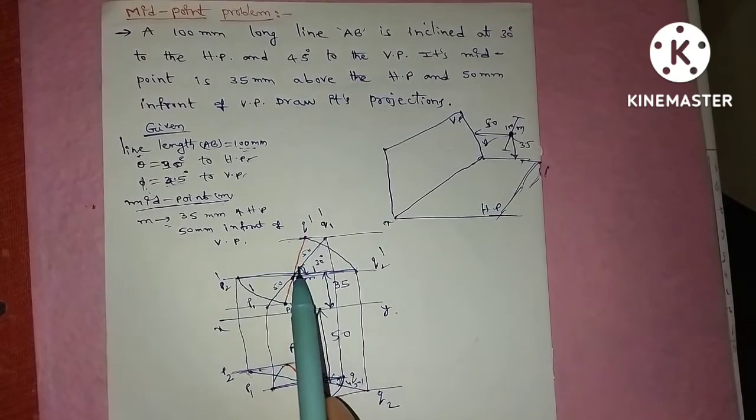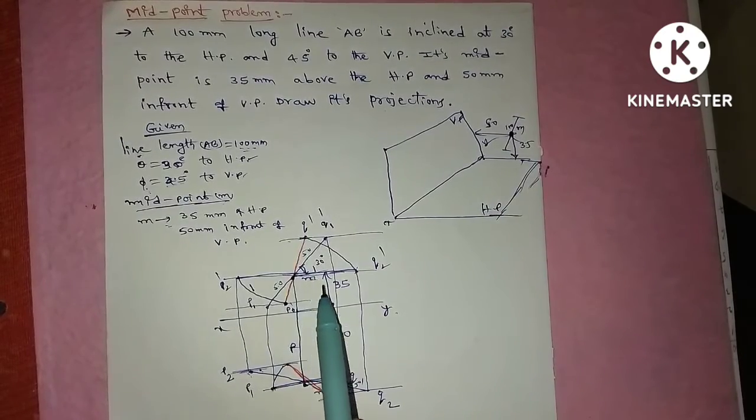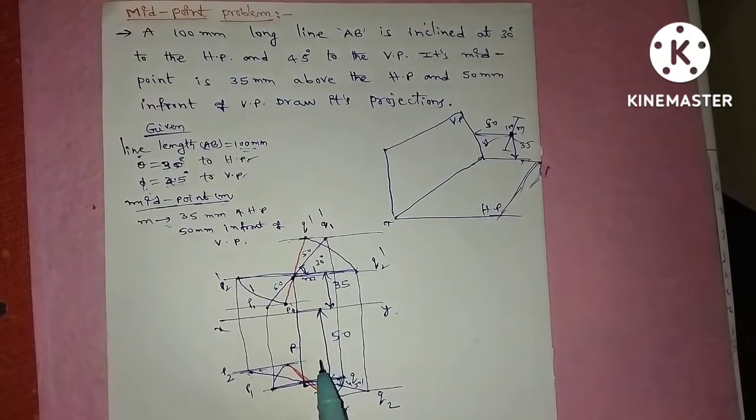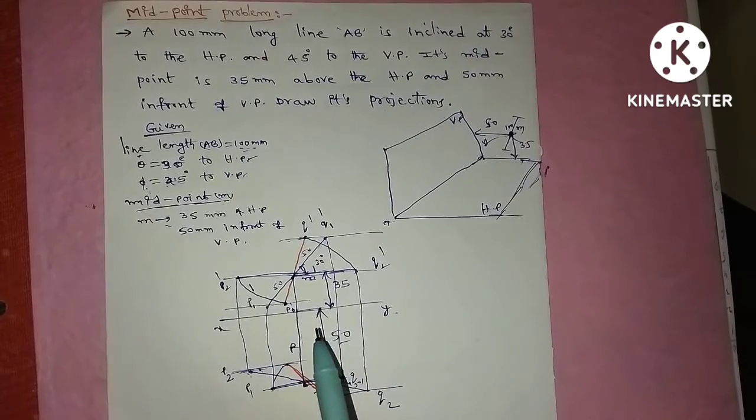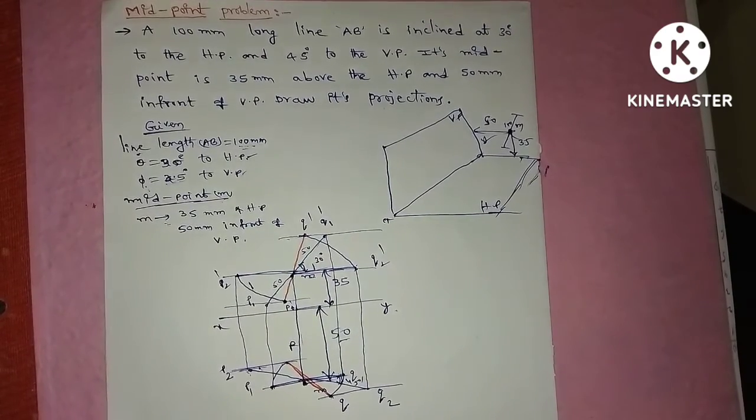This is a very important problem. We need to remember that you have to draw half of the portion above the midpoint and the remaining half below the midpoint. That is the only thing you have to remember. Everything else is the same as the problem inclined to both reference planes. So this is the solution of the midpoint problem, very important. Thank you.